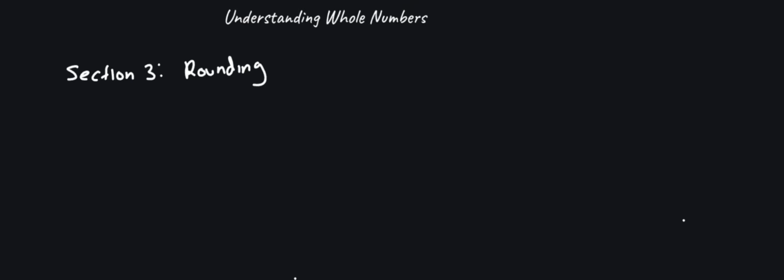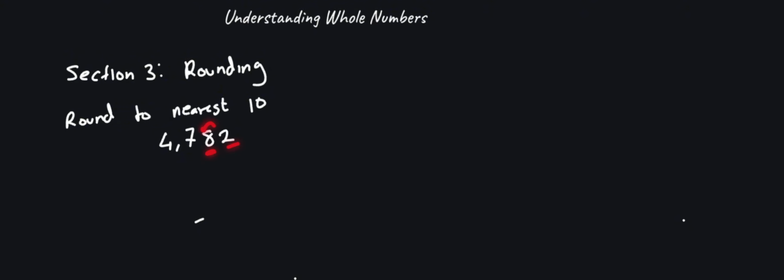If the digit to the right is 5 or more, then round it up. If the digit is less than 5, round it down. So here's an example. If we have 4,782 and we're told to round to the nearest tens. So do you remember? Ones, tens. So we're rounding off to the nearest tens.